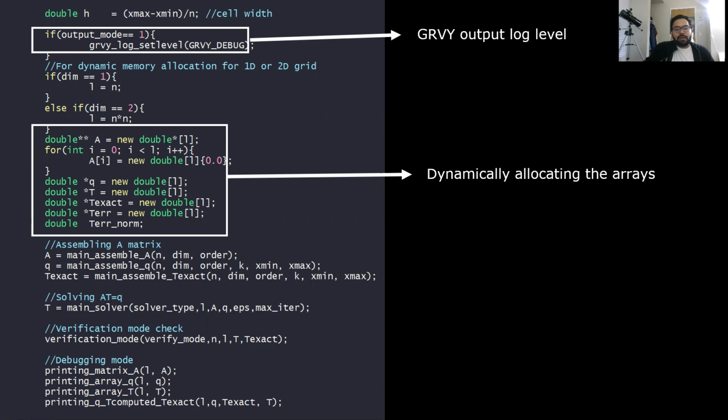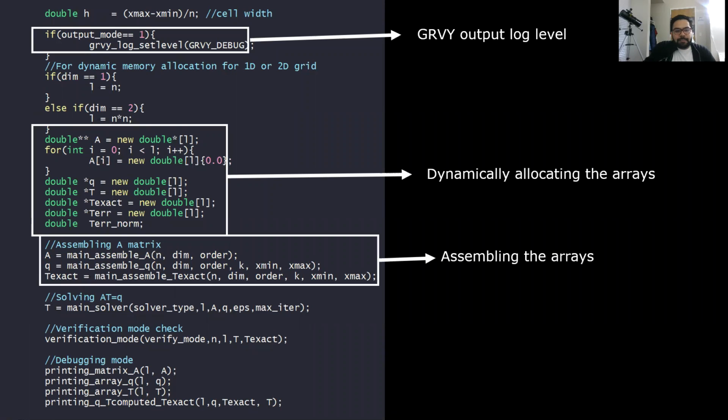Next is dynamic memory allocation. This is where I struggled the most because I was not familiar with the concept of pointers. So Shreyas and Allison helped me learn it, so thank you to them. And after I dynamically allocate the arrays, I assemble the matrices: the A matrix, which is the left-hand side matrix, and the Q matrix, which is the right-hand side matrix. I also assemble the exact value, and the exact value comes from the MASA library, and that is the method of manufactured solutions.